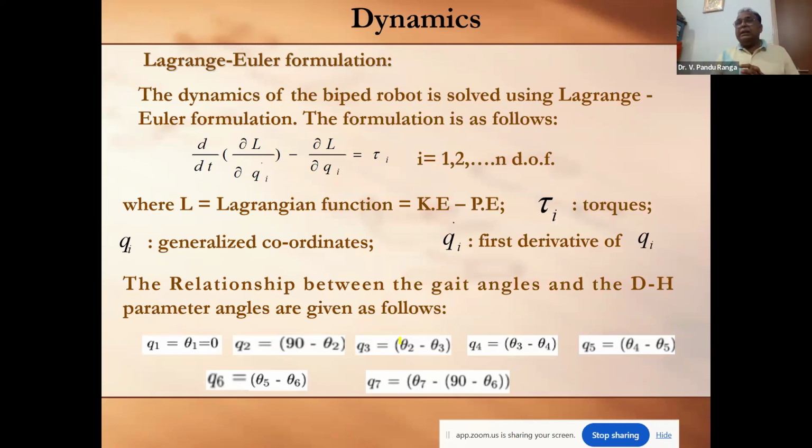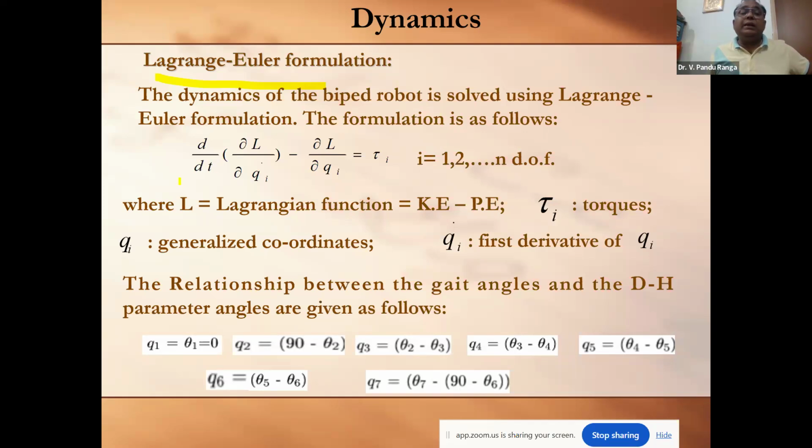So now we are interested in finding the dynamics, that is nothing but deriving the equation of motion. Deriving the equation of motion involves determining the torque required to move a joint from one location to another, the target location. Based on that, we select our actuators, and they will perform the task. For that, in this work, we have used the Lagrange-Euler formula, which is a popular dynamics approach for determining the equation of motion for a robotic system.